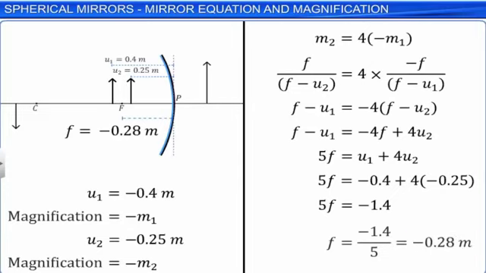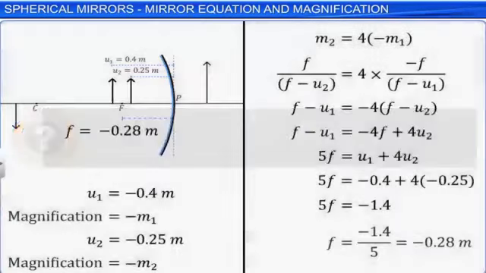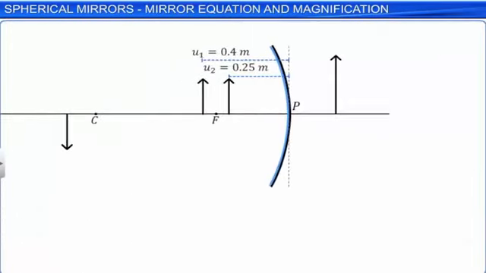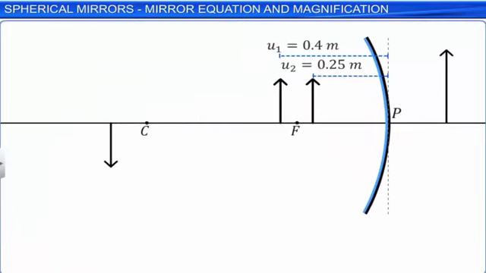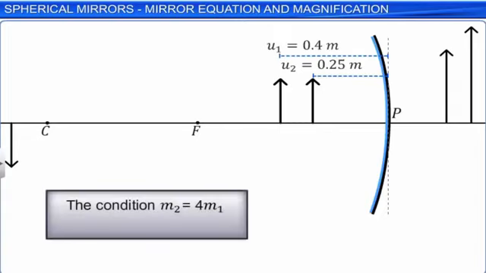Can we solve the same problem if both the images are virtual? To get virtual images in both cases, the object must be between F and P. As the object is moved from F to P, the size of the virtual image decreases. As such, the condition m2 is 4 times m1 cannot be fulfilled.